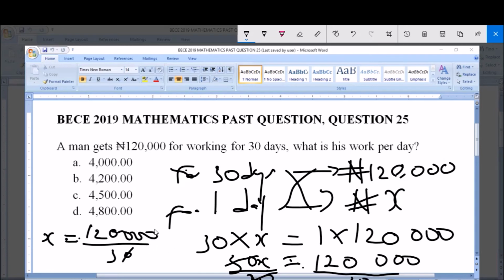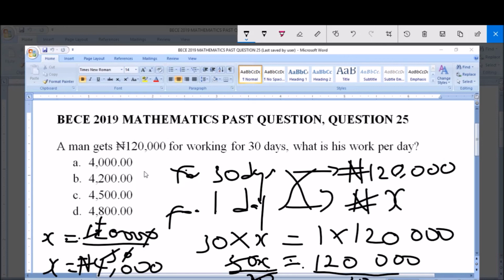Now let's do a division. This 0 will cancel 1 0 here, and then 12 divided by 3 will give us 4. So therefore X is equal to 4,000 naira, because you have 4 here and you have 3 zeros. So therefore a man that gets 120,000 naira for working for 30 days will get 4,000 naira for working for a day. That means his pay per day is 4,000 naira.